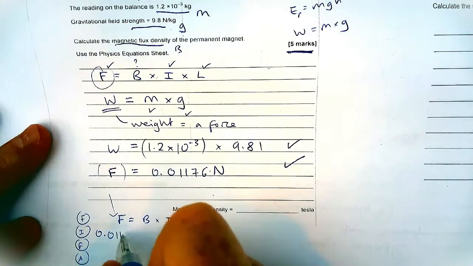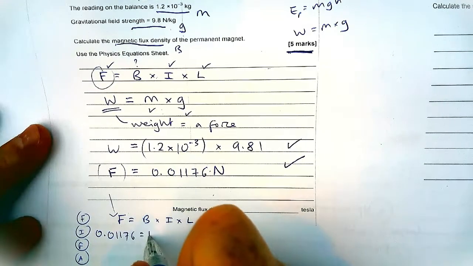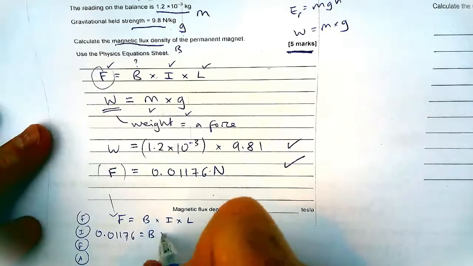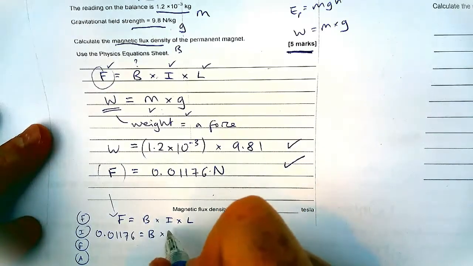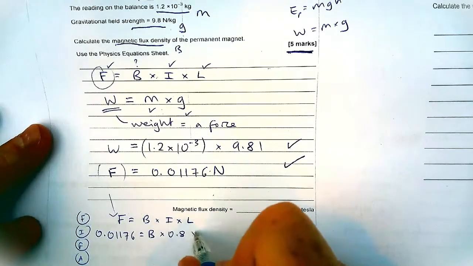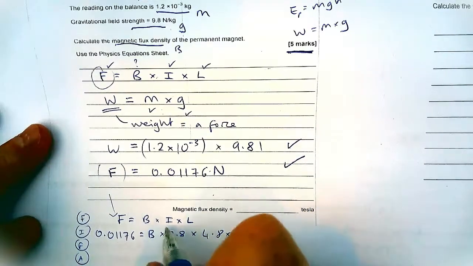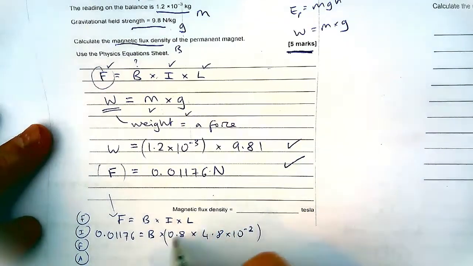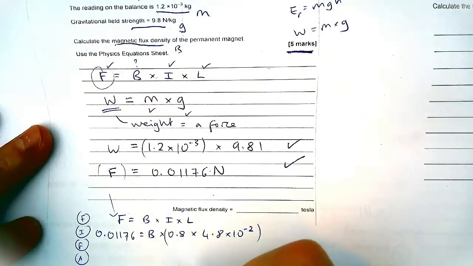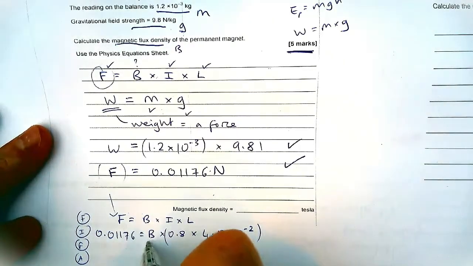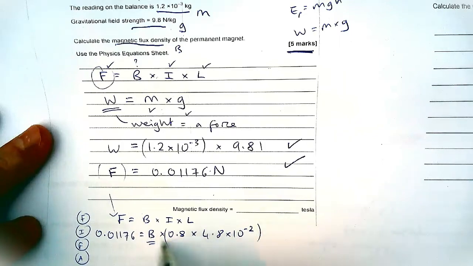Flux density, I don't know, so I can leave it as a B. I can also leave it as an X or a question mark if I want to. Either of those things are absolutely fine. Current is 0.8, length is 4.8 times 10 to the minus 2. Now you could work out those 2 values multiplied together if you wanted to. That's absolutely fine to do. But either way, you should be able to figure out to get these values onto the other side of the equation. We're going to need to divide by them.